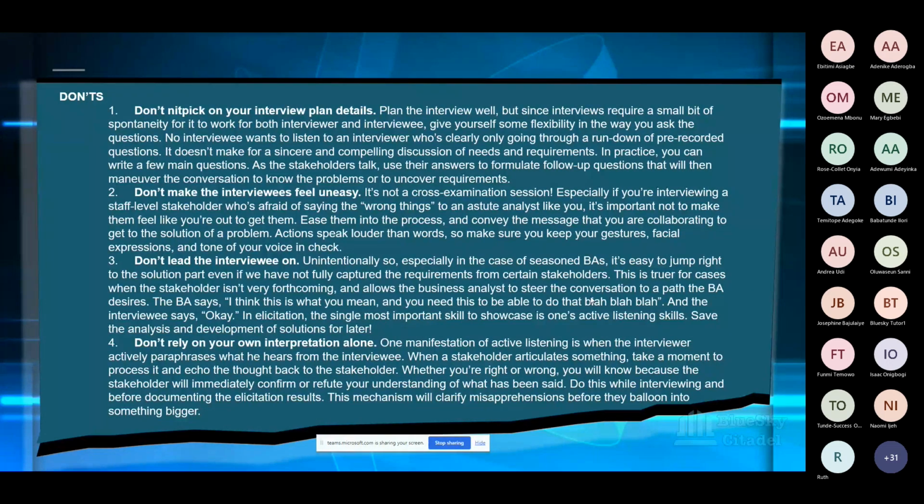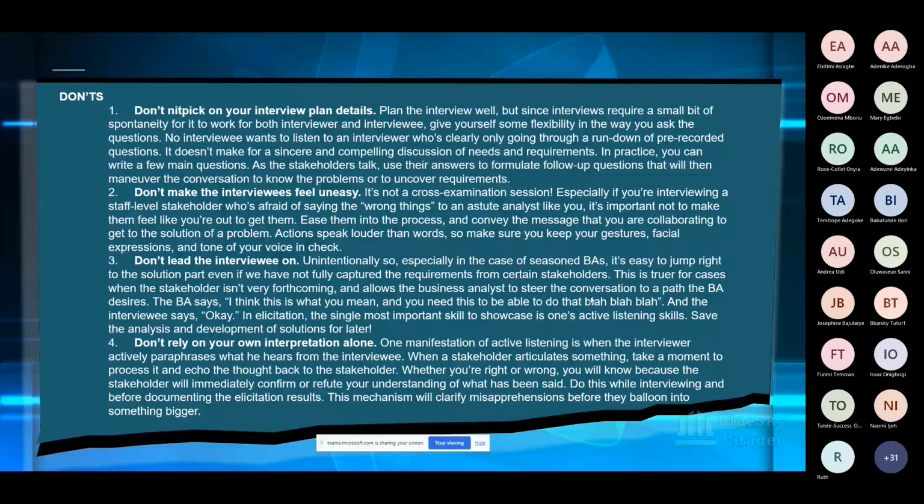Yeah, so it's very, very important. Don't make the interview feel uneasy. It's not a cross examination session. If somebody is giving you a response that you don't like, especially when it's face to face, be careful with your gestures, be careful with your facial expression, be careful with your tone of voice. Don't make the person you are interviewing feel like, oh, I'm stupid.